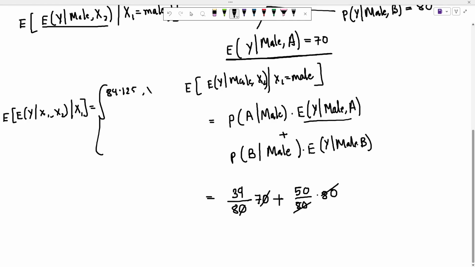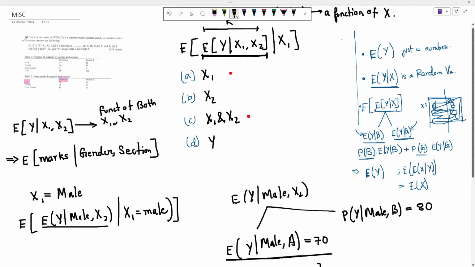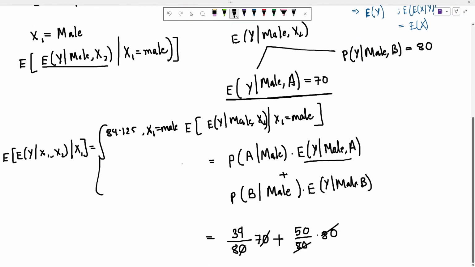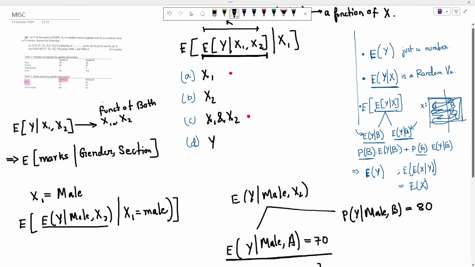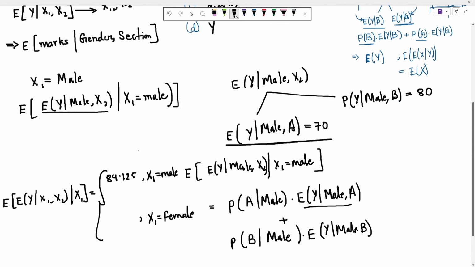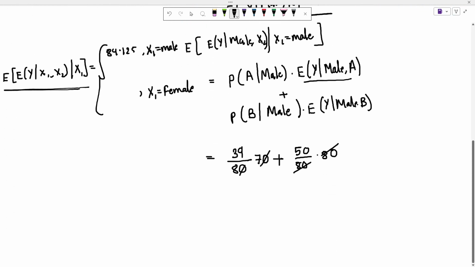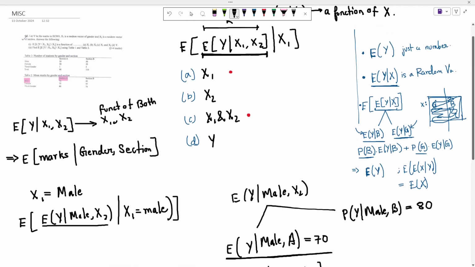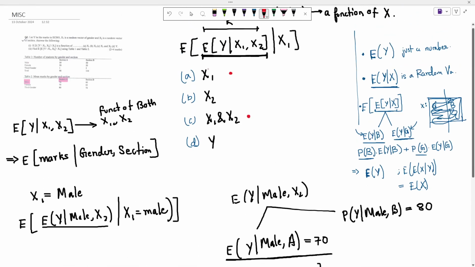Alright, when x1 is male, right, because we had initially assumed that this is a male. Now we do the same thing while assuming that this is female, and we are going to get some number, right. I am not going to do it, it is pretty easy to do it again, and ultimately we will see that it is just a function of x1.